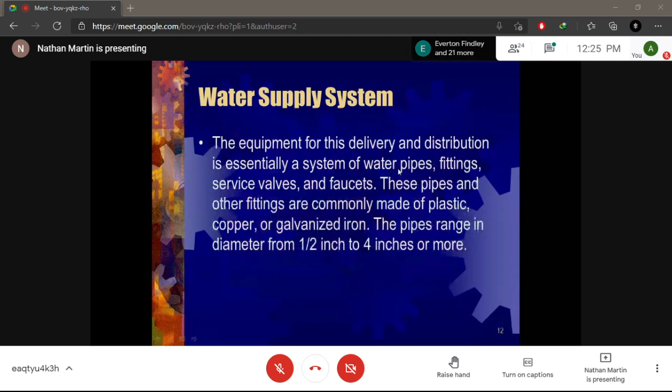All right, the equipment for this delivery and distribution is essentially a system of water pipes, fittings, service valves, and faucets, right? This is the potable water we're talking about. These pipes and other fittings are commonly made of plastic, copper, or galvanized iron, right? The pipes range in diameter from ½ inch to 4 inches or more, right?